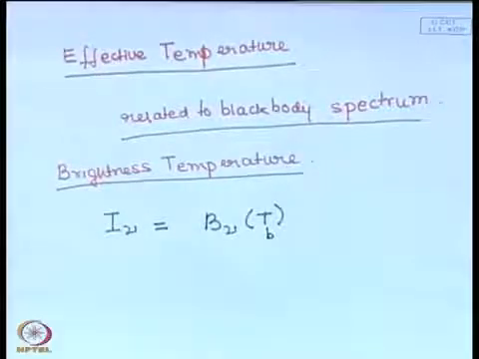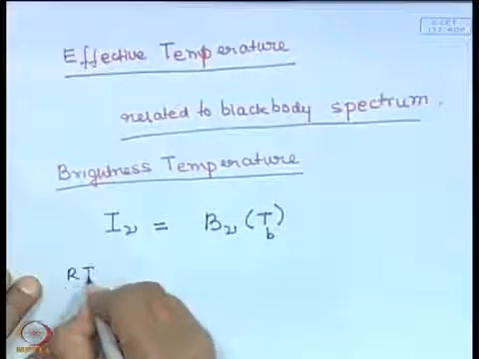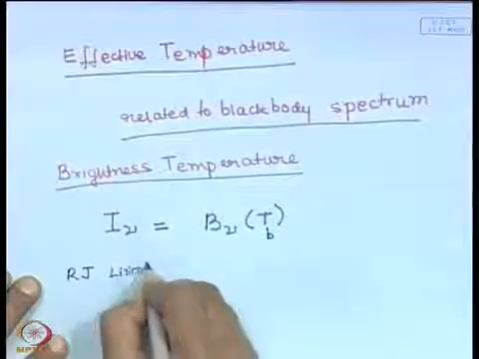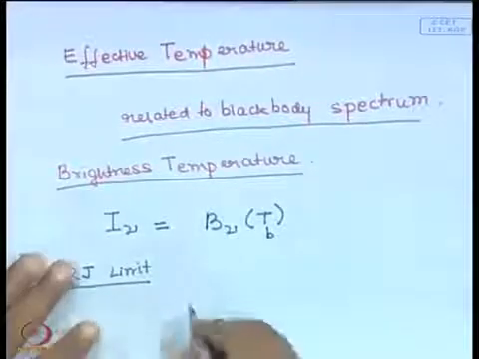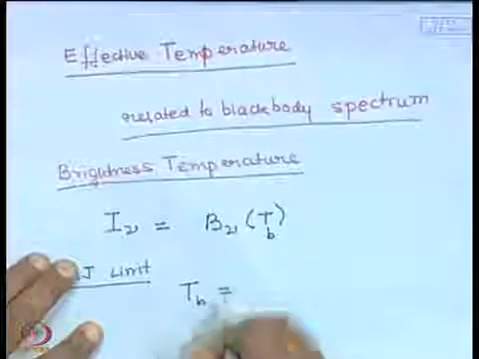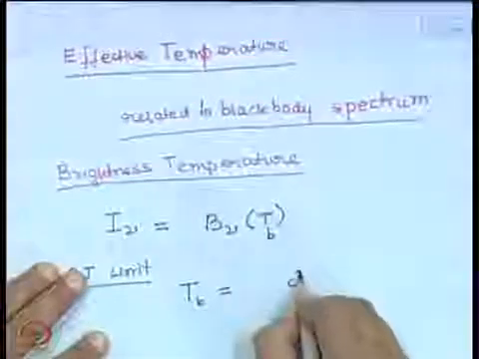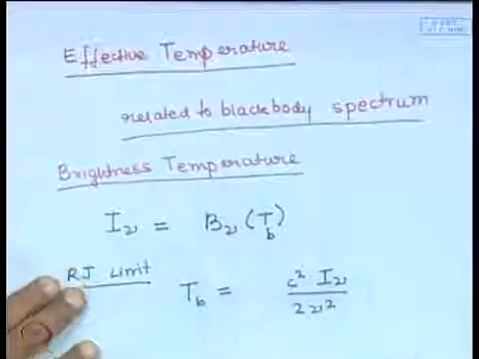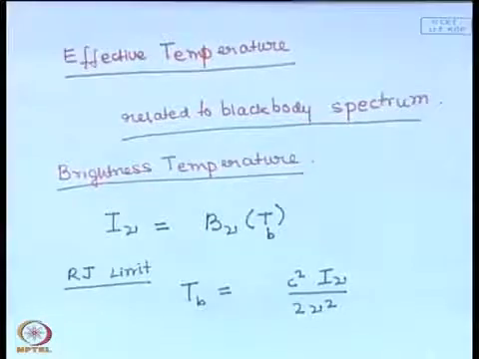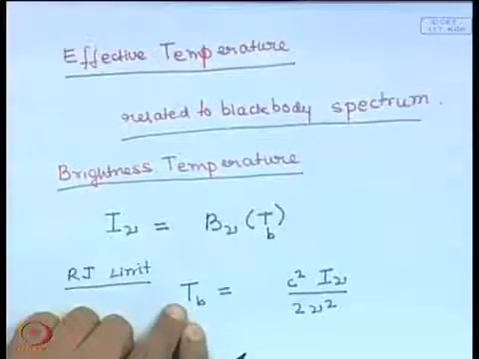It quantifies the brightness of the radiation, and in the Rayleigh-Jeans limit, this is rather simple. The Rayleigh-Jeans limit is very useful in radio astronomy. In the Rayleigh-Jeans limit, you take the specific intensity and just multiply it with c square and divide by 2 nu square, and it will give you the brightness temperature, right. So, if it were a Planck spectrum, the temperature would have been this much. In the Rayleigh-Jeans limit, the temperature would have been this.